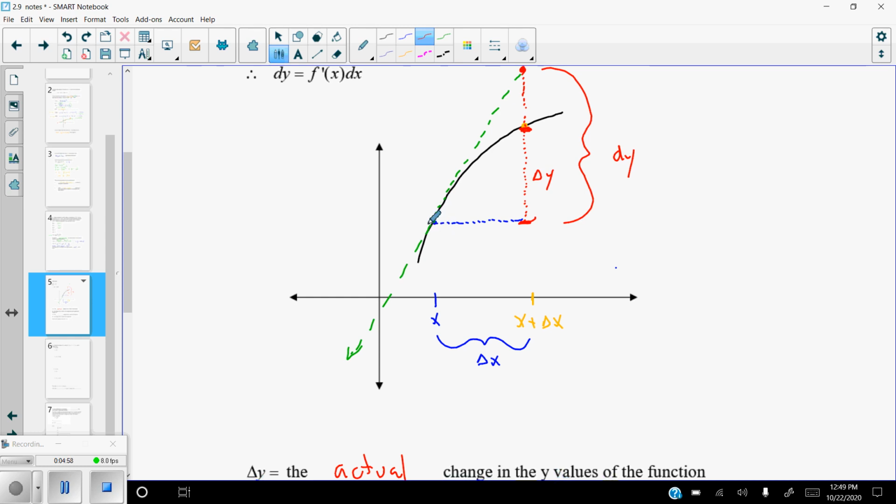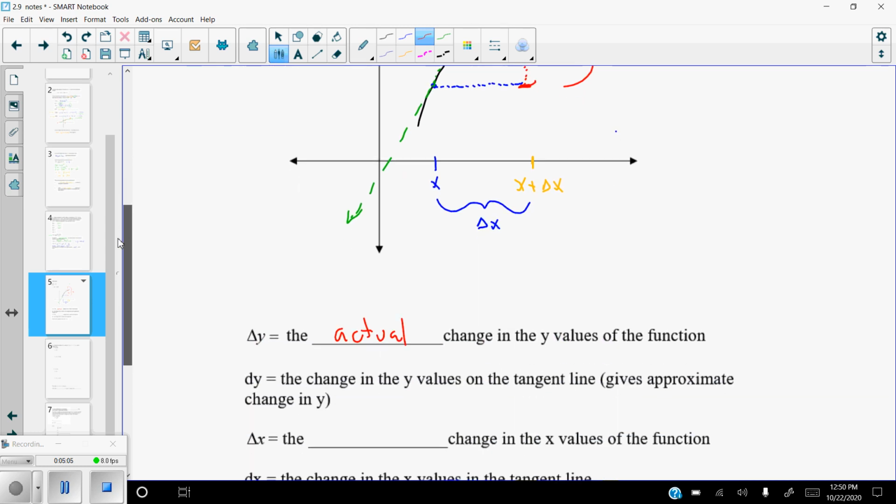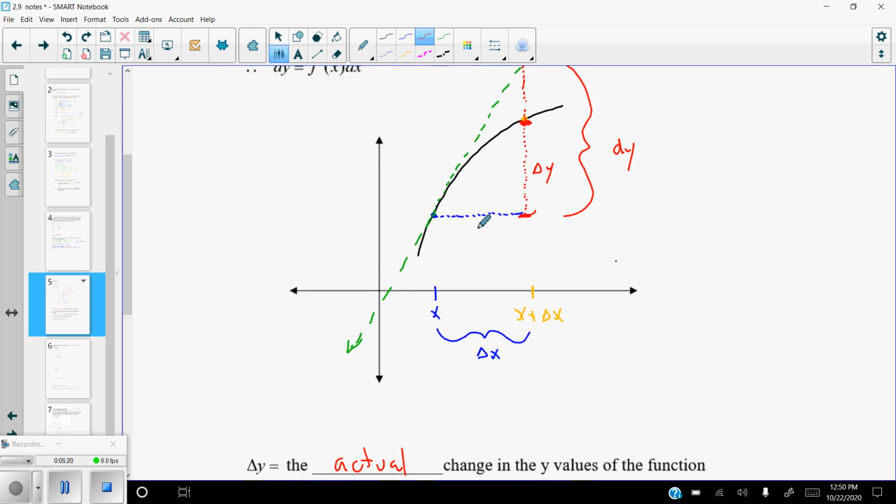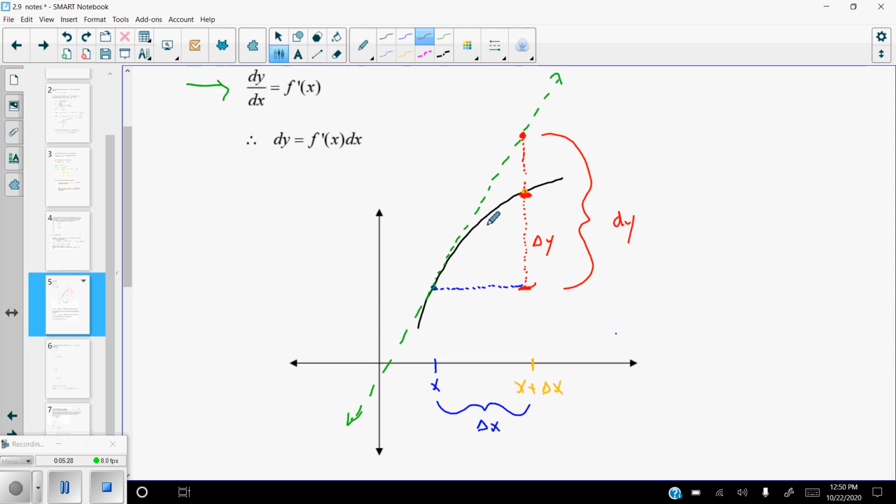So the closer and closer we are to this x value, the better off this is going to be. And one thing you should also note is that while delta x is the actual change in x, because that's this distance right here, the actual change in the x value from here to here, dx is also going to be the actual change in x as well.